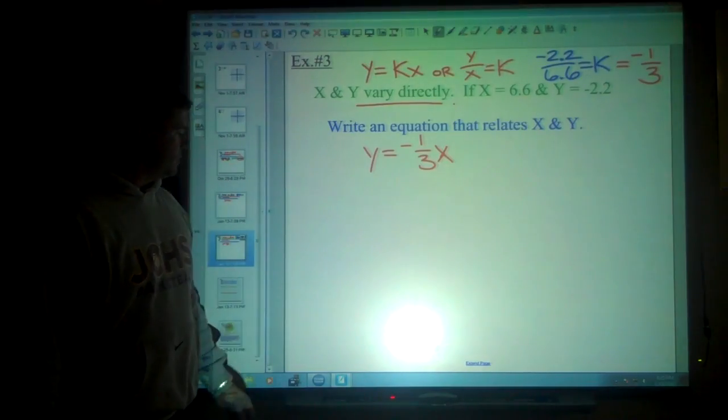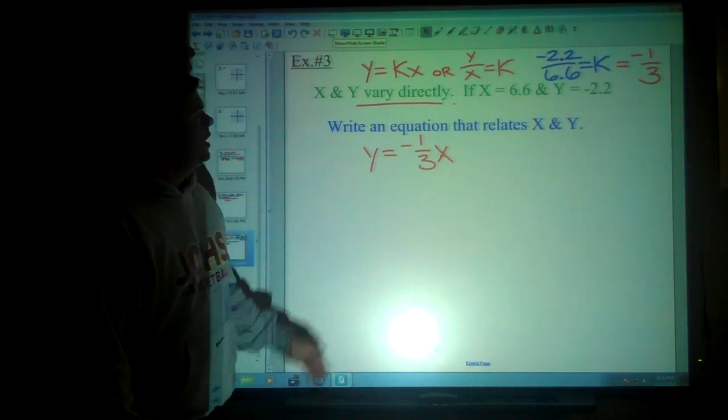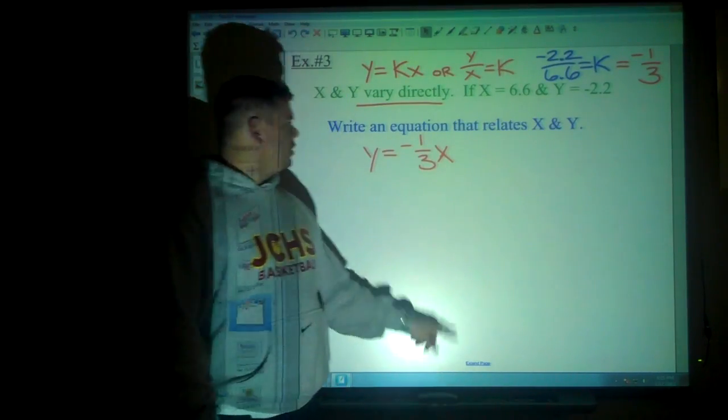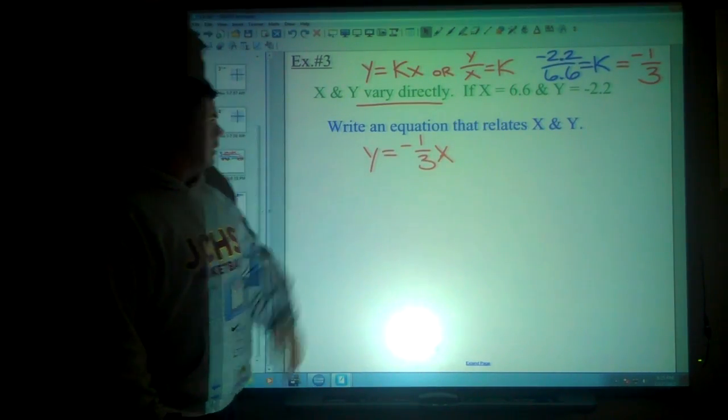So the first three problems that we just looked at were all basically the same. You have to find the constant first. Once you find the constant, you can then write your generic equation that relates the two.